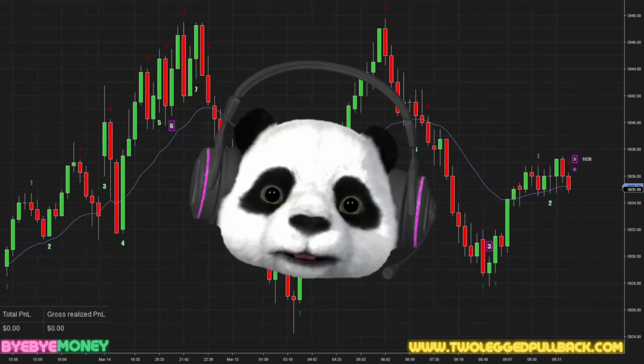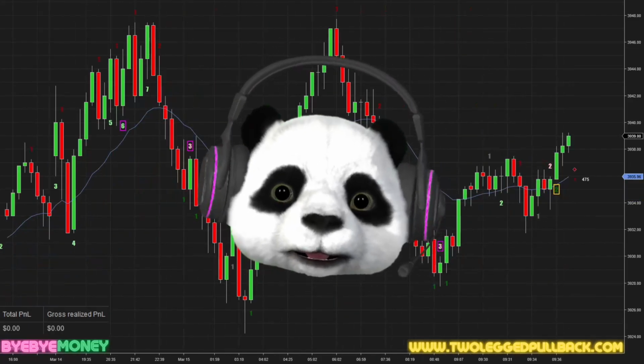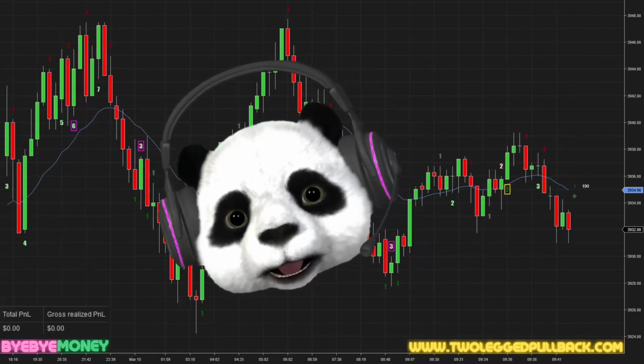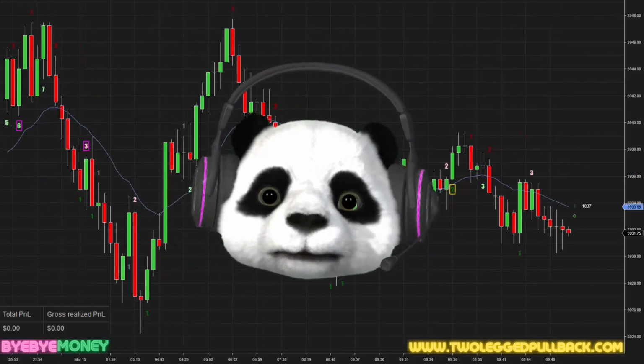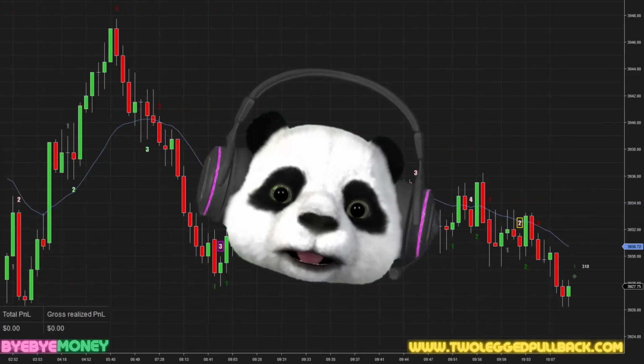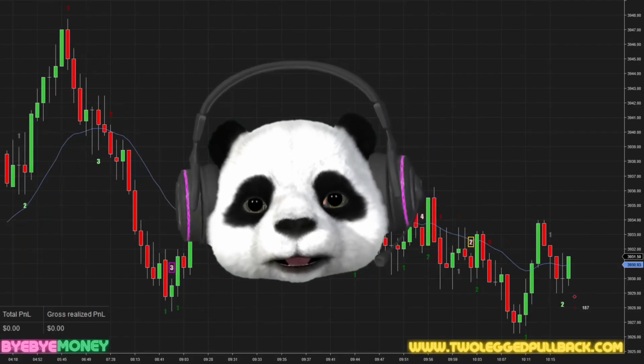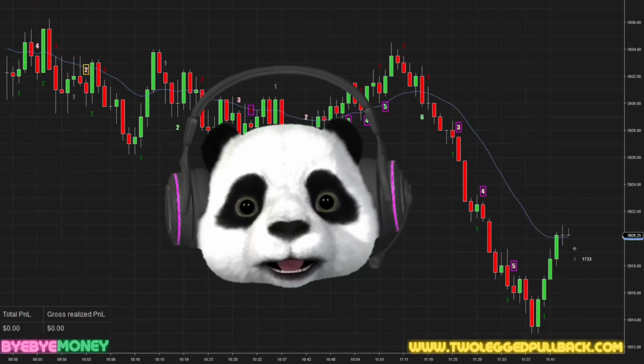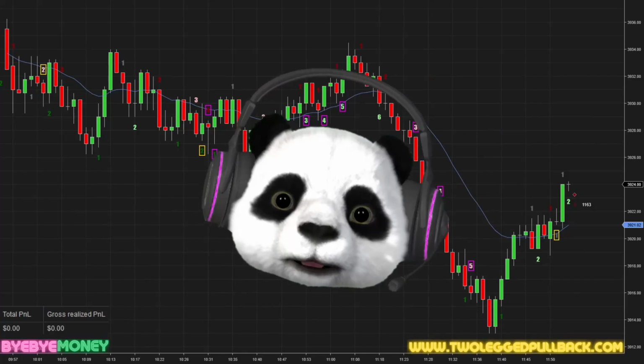Also, I put a minimum 2-point stop loss. So if the signal bar is very small, then it will put at least a 2-point stop loss, or it will use the extremes of the signal bar for the stop loss. In this video, you'll be able to see the automated strategy created using the two-legged pullback indicator.